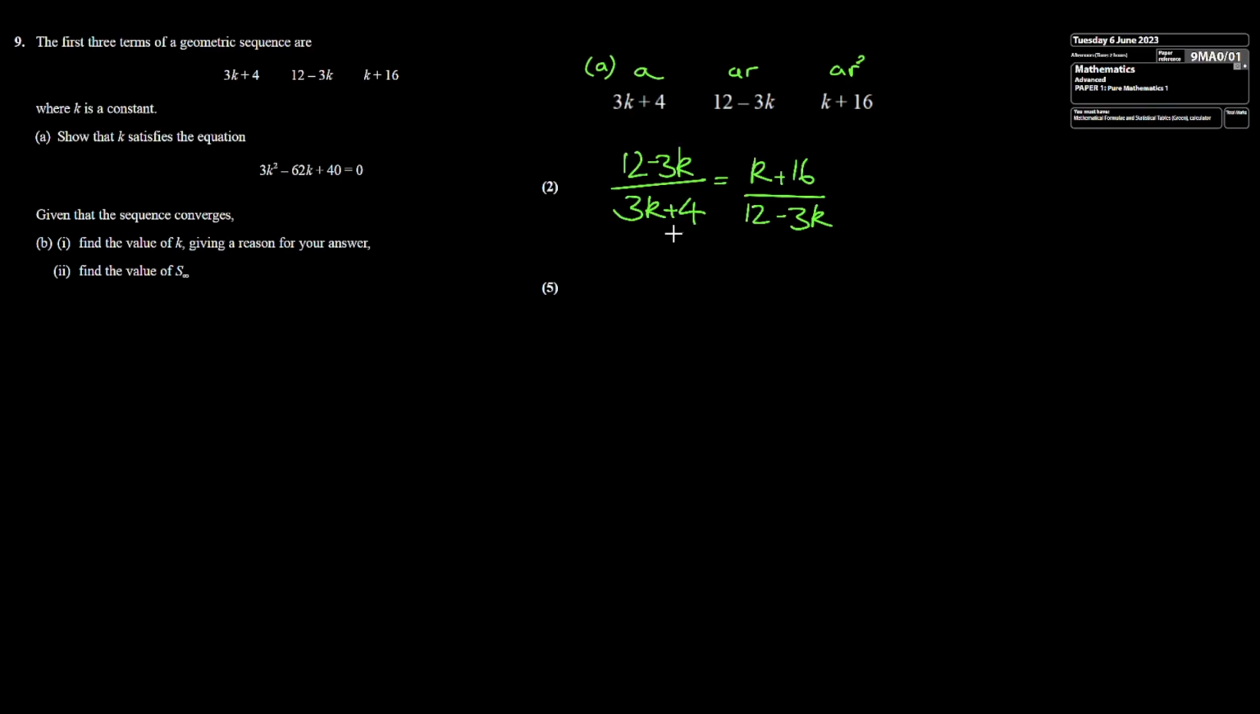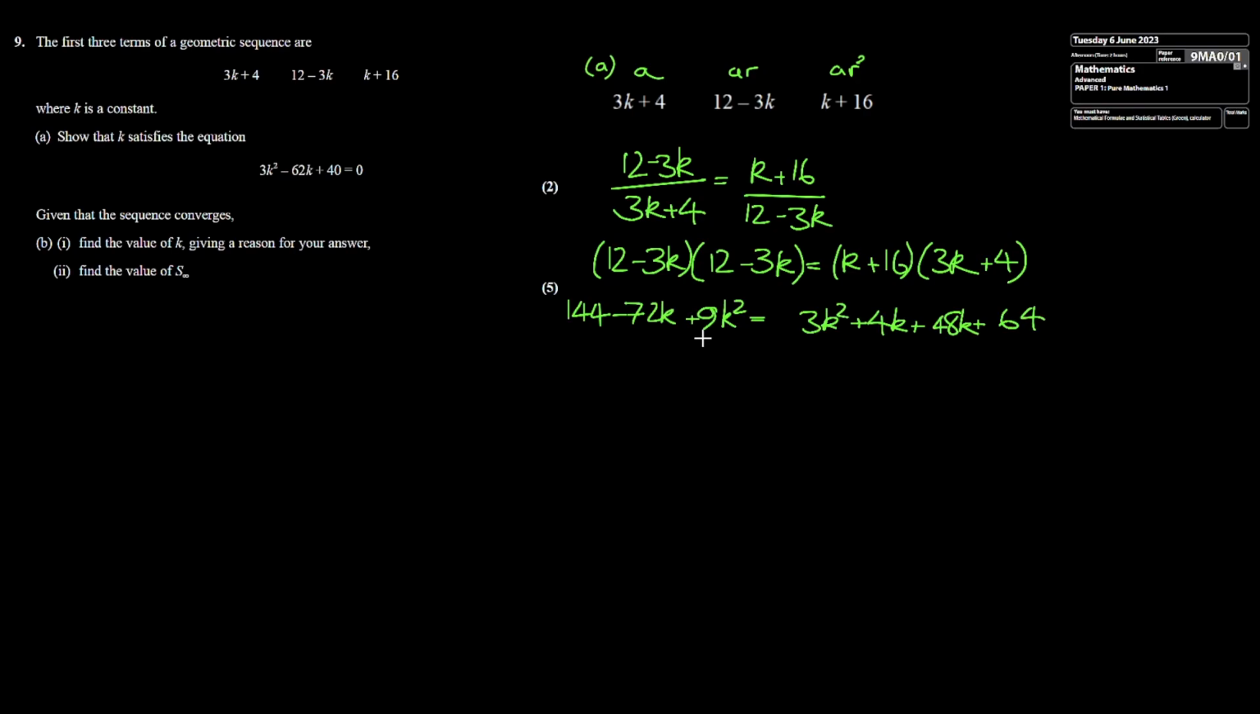If I cross multiply, I get this. This is clearly going to turn into a quadratic in k, which is what we're after. Pushing everything onto the left-hand side, I get this. Now taking a factor of 2 out, I get this, which is what the question wants. So we've done it. So in part B, we've been told that the sequence converges.